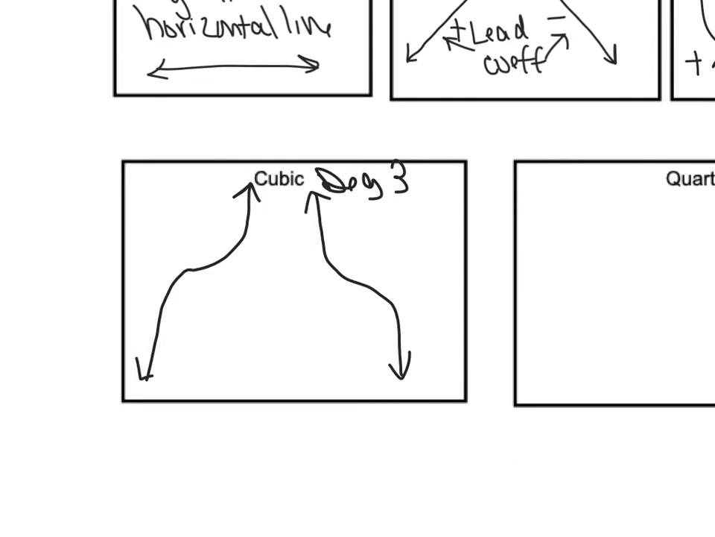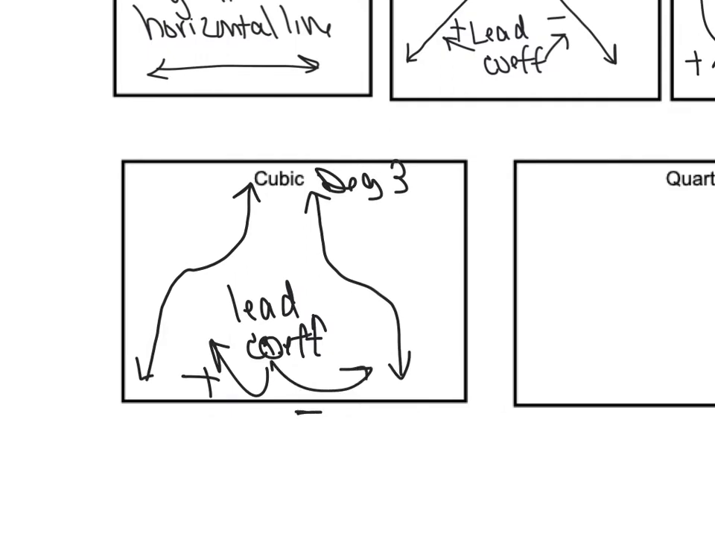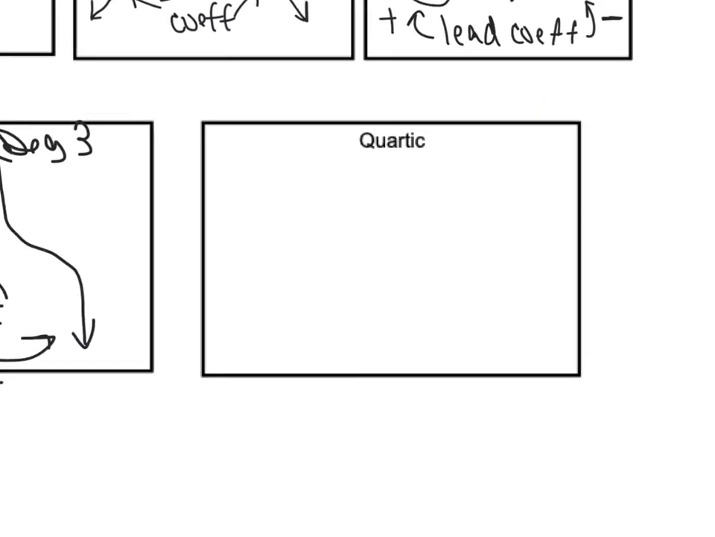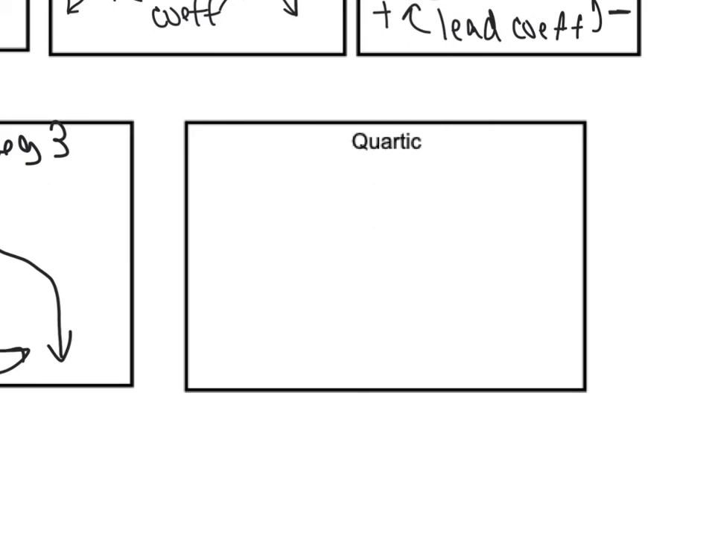And when we're talking about the lead coefficient, if it looks like that, it has a positive lead coefficient. If it looks like this, it has a negative lead coefficient. So if it's going up as you look at it left to right, it's got a positive lead. If it's going down from left to right, it has a negative. And a quartic, my guess is you've never really seen that. It's a degree of 4.